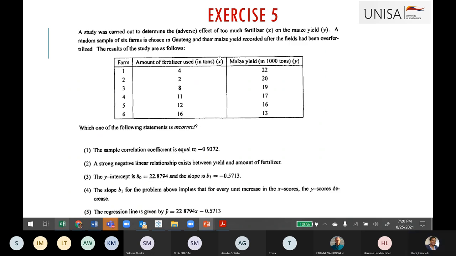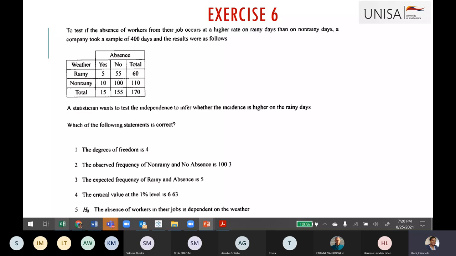Okay, exercise 5. This is copied in the wrong section. Okay, ignore that exercise 5. We'll do those exercises later on.